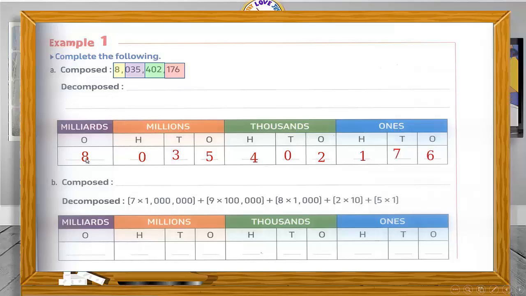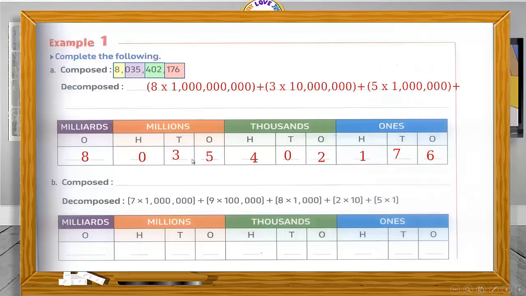Decompose. Here we have 8 in the milliards place, or 1 milliard place. That means you should multiply 8 times 1 milliard, plus 0, nothing. Don't write anything here in expanded form. 3 in the 10 millions place: that means write 3 and multiply by 10 millions. 5 in the 1 million place: multiply 5 times 1 million.